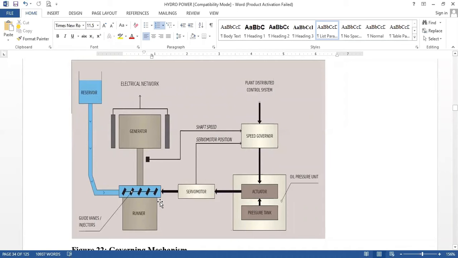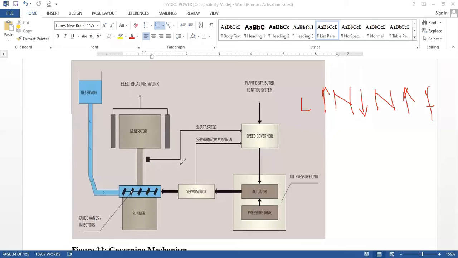Whenever there is an increase in load, as we have already seen in one equation, the speed is going to decrease. Whenever there is a decrease in speed, we need to introduce more and more water or fuel towards the turbine, by which we can increase the speed and maintain the rated speed. And once we maintain the rated speed, we can maintain the frequency of the generated electrical power.